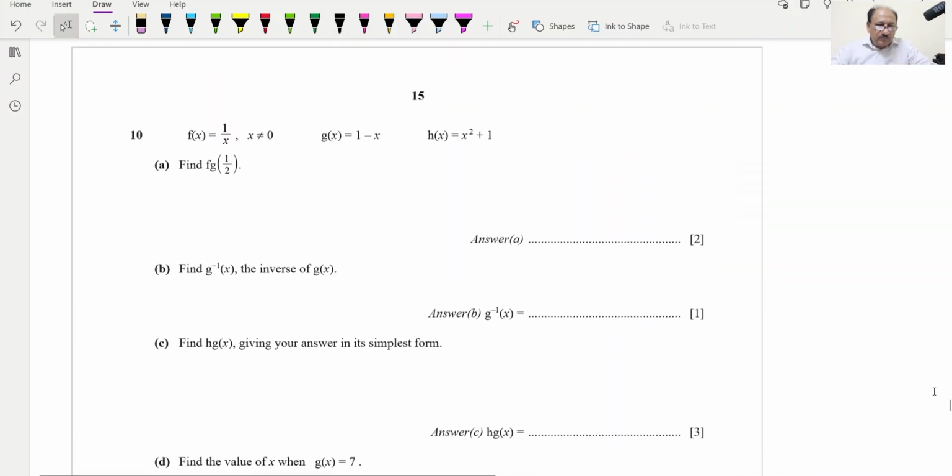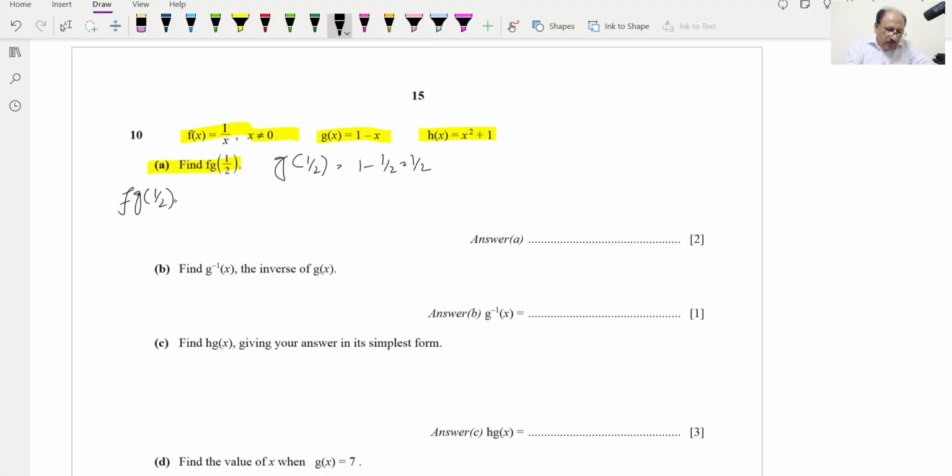Now question number 10 is a functions question. This is saying f of x is given, x is not equal to 0, g of x is given, h of x is given. So find f of g of 1 by 2. First of all, g of 1 by 2 is 1 minus 1 by 2, which is equal to 1 by 2. Now f of g of 1 by 2 means f of 1 by 2, which is 1 over 1 by 2, equal to 2. So the answer is 2. This is a 2 mark question.